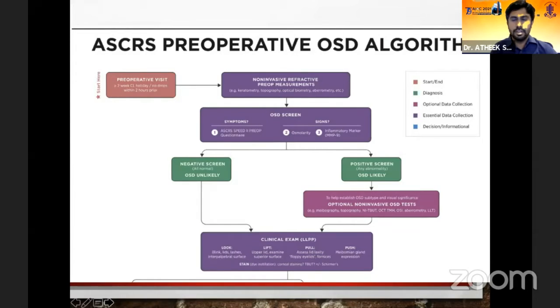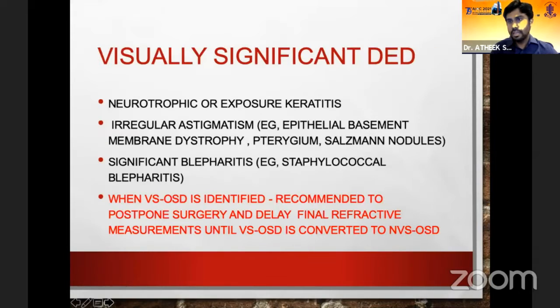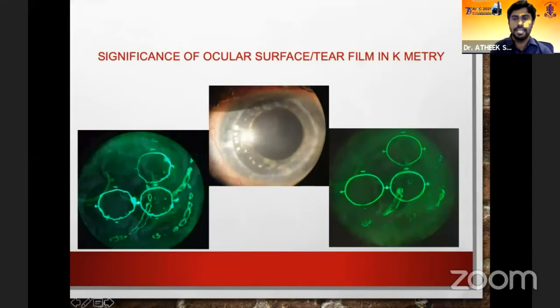The ASCRS algorithm published in 2019 gives us an easy way to get out of this confusion which can be created. Explaining this in detail is beyond the scope of this limited time, so I'd like to go to the final part. It has a questionnaire followed by a series of examination and evaluation where you can diagnose the OSD as visually significant and visually non-significant dry eye disorders. If the patient comes under visually significant dry eye disorders, you have to be cautious and delay the workup by about a couple of weeks and then take up the case.